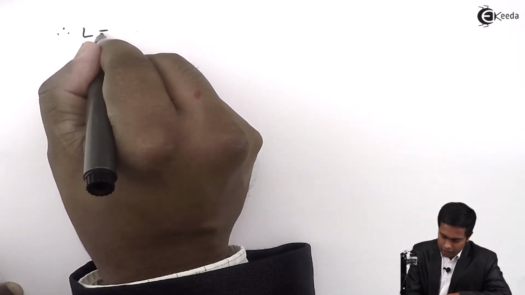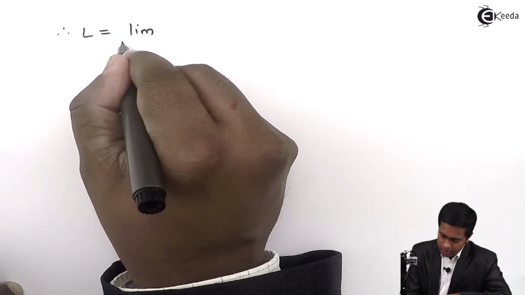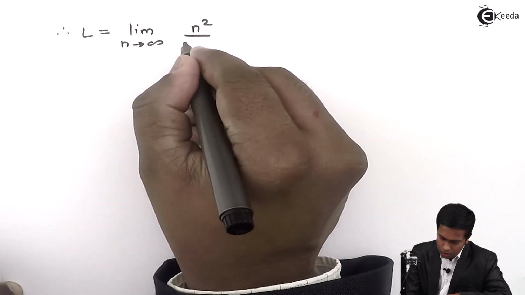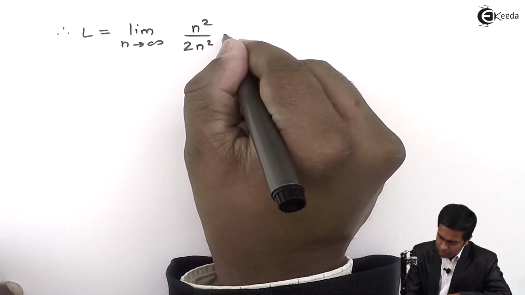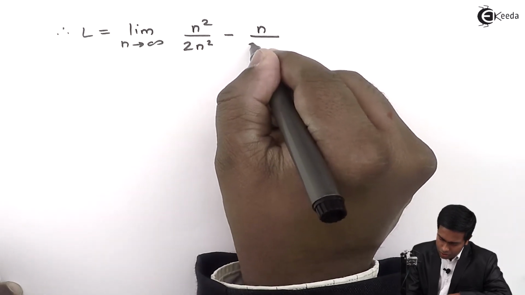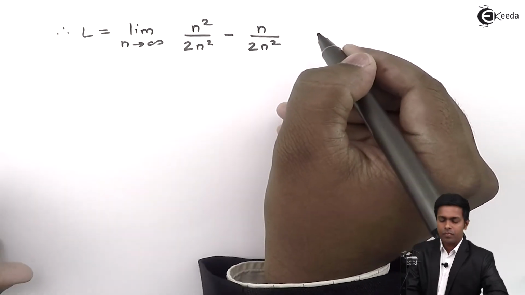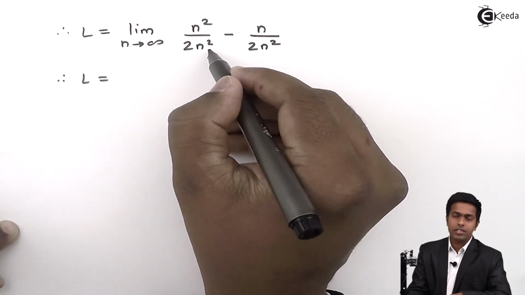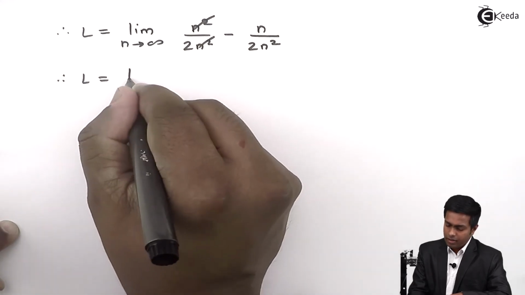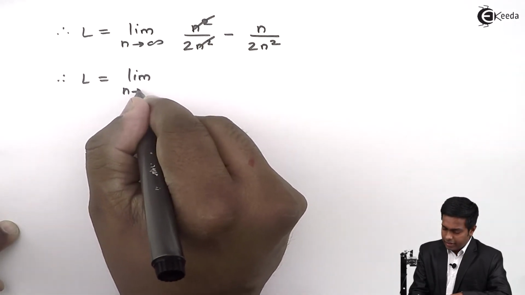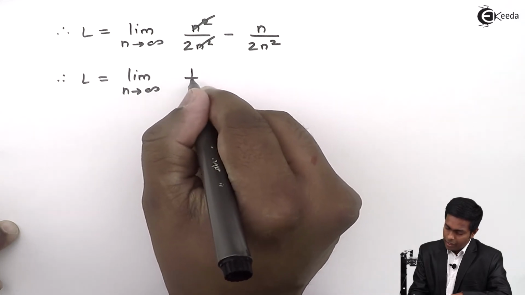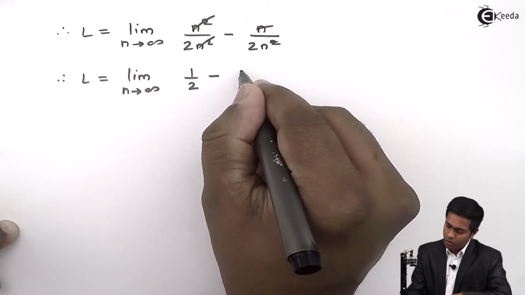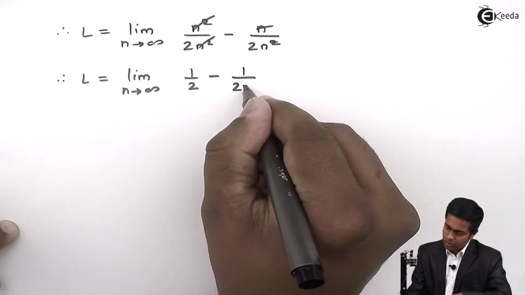Therefore L becomes the limit as n tends to infinity of n square upon 2n square minus n upon 2n square. Next, we can cancel the n square and n square terms, so we get the limit as n tends to infinity of 1 by 2 minus, n and n cancel, so here we get 1 upon 2n.